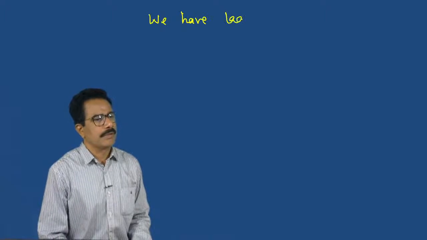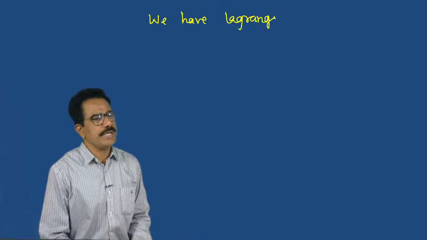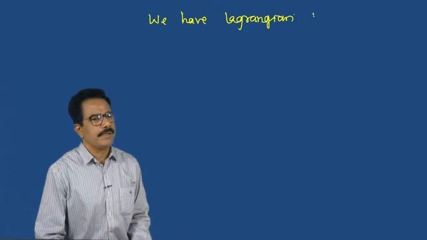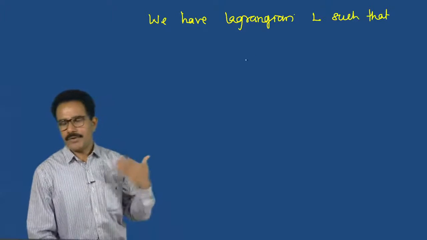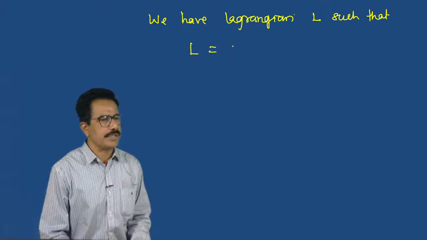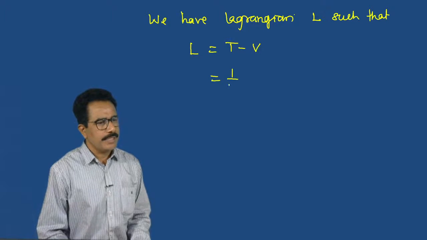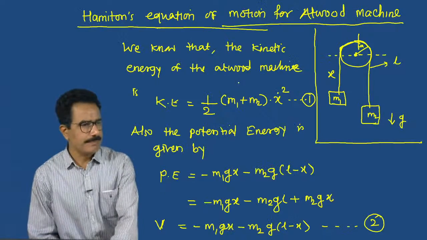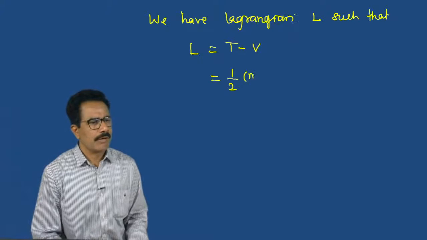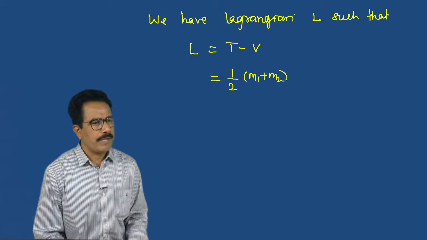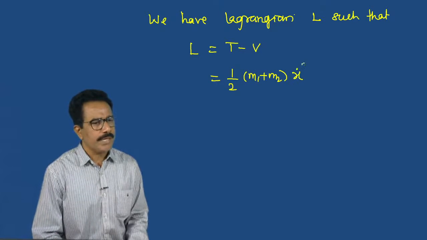So we have Lagrangian L such that, what is the formula for the Lagrangian, students? L is equals to T minus V, T means 1 by 2, M1 plus M2 x डॉट स्क्वेअर.